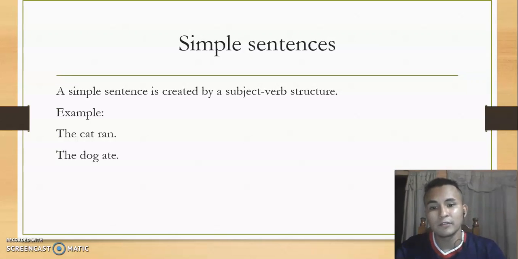A simple sentence is created by a subject-verb structure. We have here the examples: the cat ran, the dog ate. The cat is the subject and the verb is ran. And in the other example, the dog is the subject and the verb is ate.